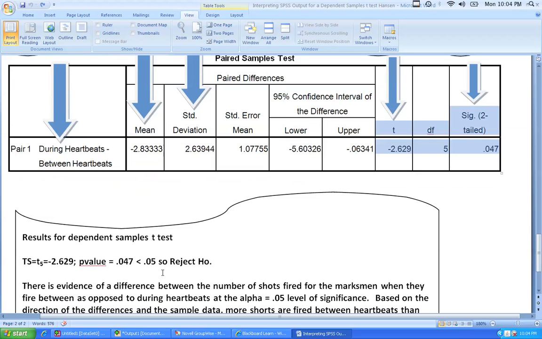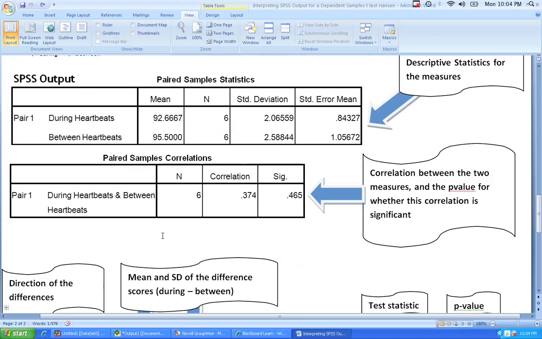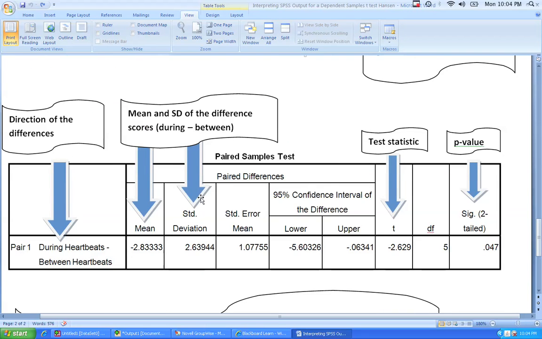When we look at the results for the dependent samples test, we get that the t-test statistic with 5 degrees of freedom is negative 2.629, yielding a p-value of 0.047, which is less than 0.05, so we reject the null hypothesis. Therefore, we do have evidence that the difference between the number of shots fired for the marksman when they fire between as opposed to during is significant at the 0.05 level of significance. Again, the mean difference indicates that during heartbeat, the mean is lower than the between heartbeat mean.